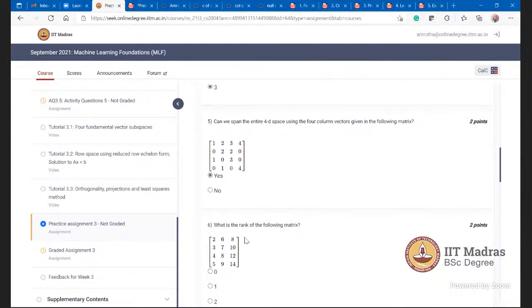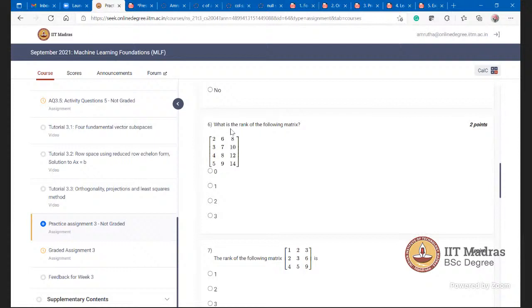And next is yes. It is the same as the linear combination of all the column vectors. All the column vectors being linearly independent, right? Yeah, it is the same as that. All right, thank you.